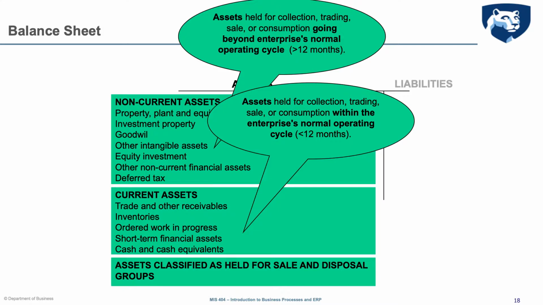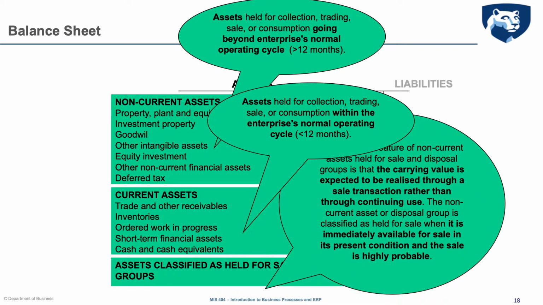Think about inventory. I have inventory because I usually hope to sell all the inventory or consume it this year. Or think about work in progress. I'm going to finish the work in progress this year, so it can become finished product. Or trade and other receivables, which are credit that customers need to pay to me, and I would expect them to pay during this year.